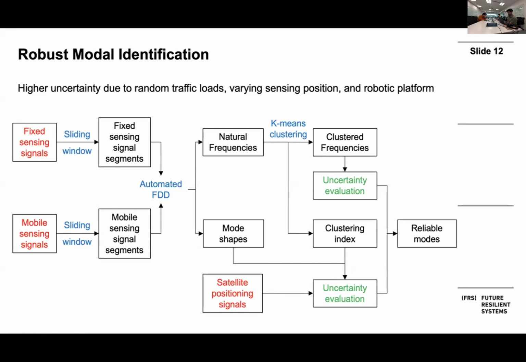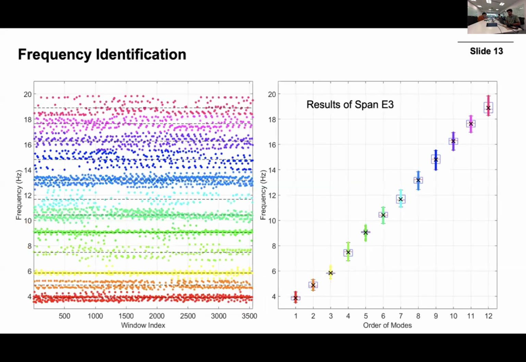And finally, we can introduce the satellite positioning coordinates to get the position of those identified mode shapes. And finally, based on the uncertainty evaluation, we can evaluate the reliability of those identified modes, and we can just pick out those reliable modes as the final modal identification results. So let me illustrate how we use this approach.